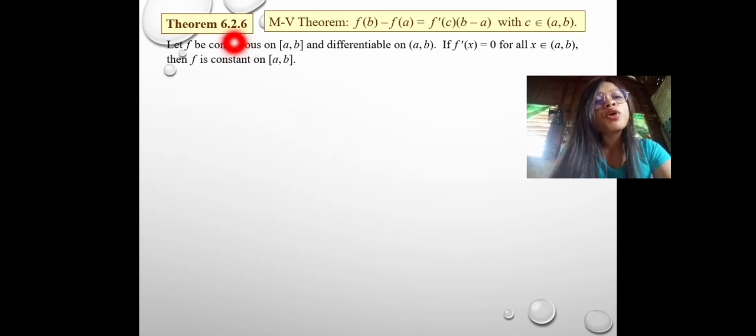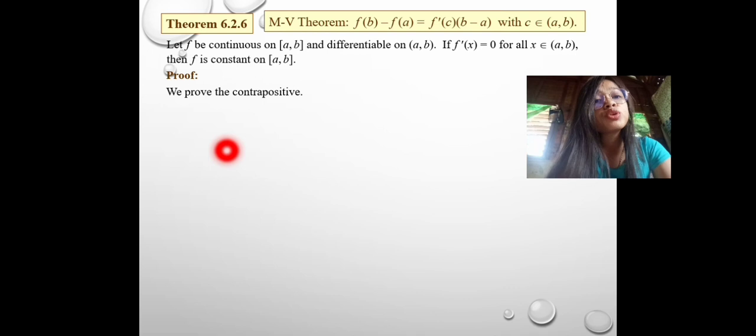Theorem 6.2.6, Mean value theorem. f of b minus f of a equals f prime of c multiplied by b minus a, with c an element of (a, b). Let f be continuous on the interval [a, b] and differentiable on (a, b). If f prime of x is equal to 0 for all x in (a, b), then function f is constant on the interval [a, b].